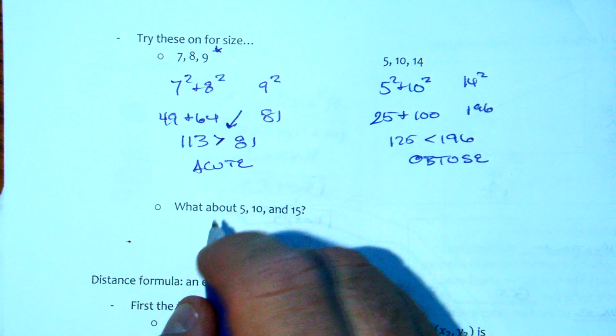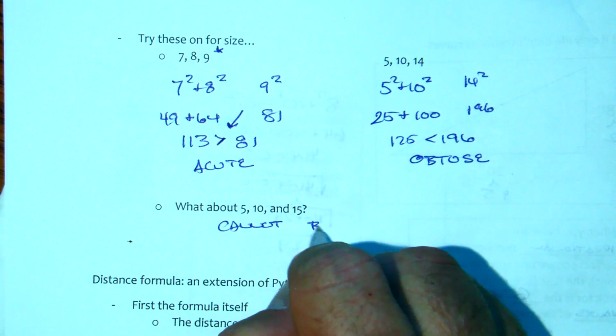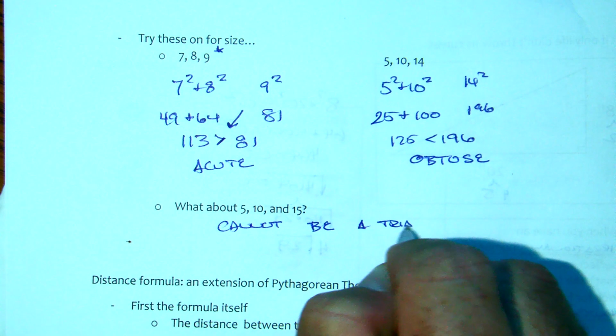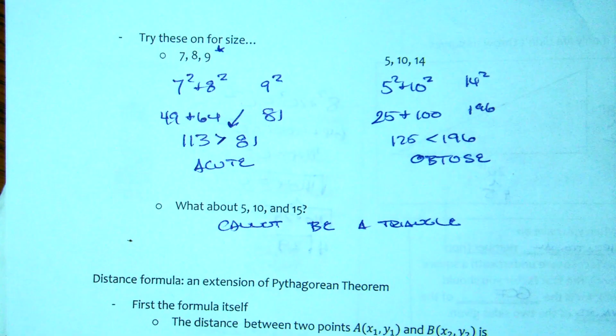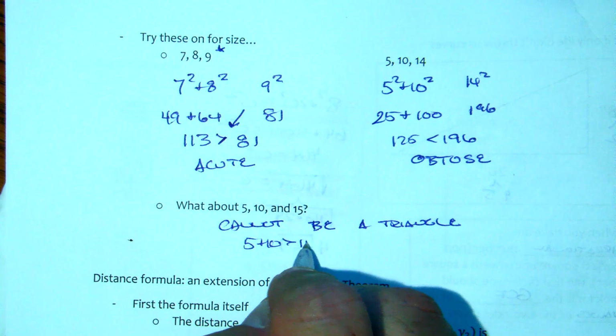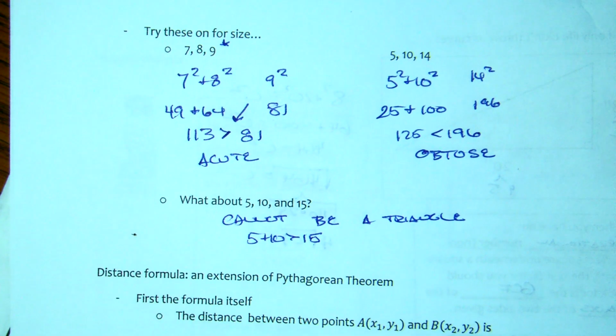A brief note, we'll deal with this later in the year when we have triangle inequalities, but 5, 10, 15 cannot be a triangle. Alright, you're not going to be responsible for that just yet, but the two sides, 5 plus 10, have to be greater than the third side, 15. Alright?